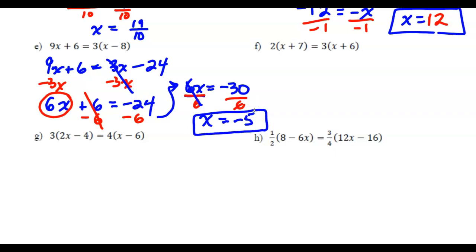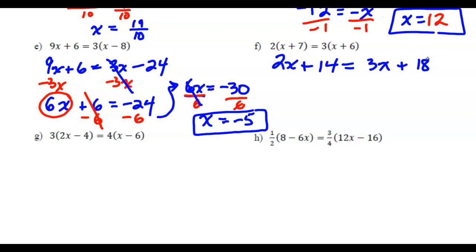In F, there are 2 brackets, one on the left, one on the right. So you need to expand out both before you can start solving anything. So always think, get rid of the brackets first. Distributive property. So 2 times x plus 2 times 7. 3 times x plus 3 times 6.